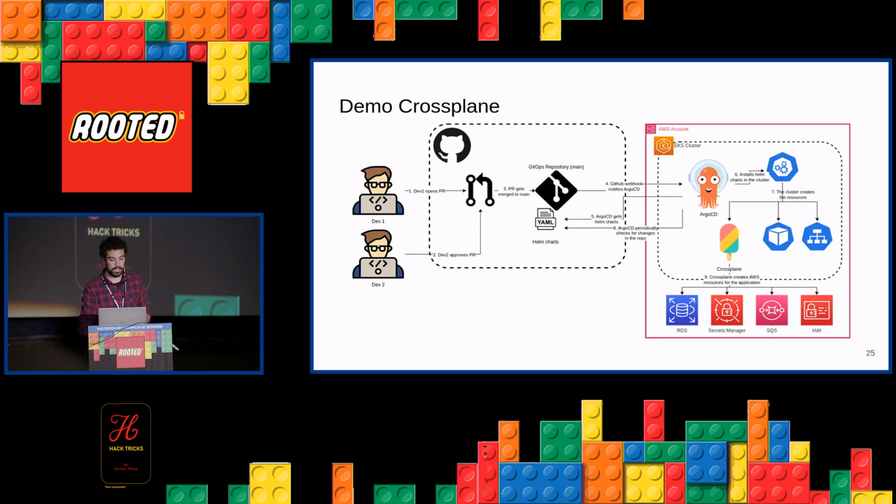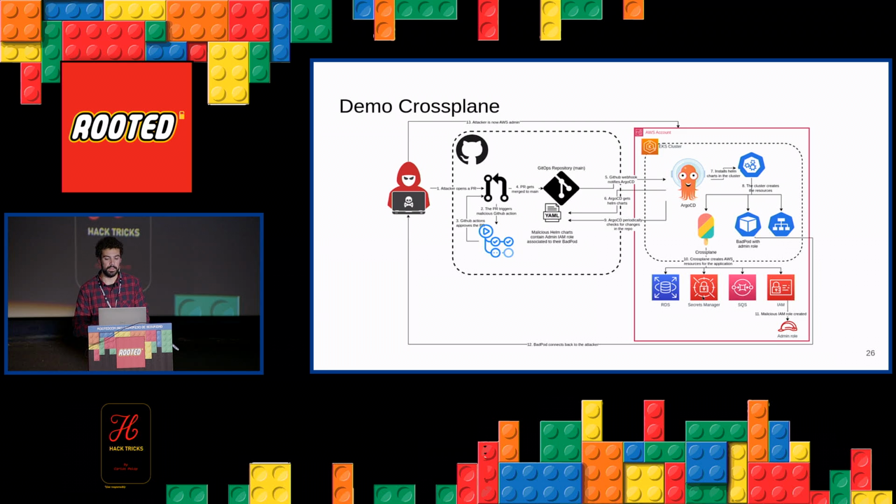So the flow is the same until step 6, where Argo CD will read the manifest, and some of those manifests will contain Crossplane custom resource definitions. That will allow a container within the Crossplane namespace, which is called AWS provider, to create resources in AWS using, in this case, an admin role. By default, an admin role. So the attack is basically the same as before.